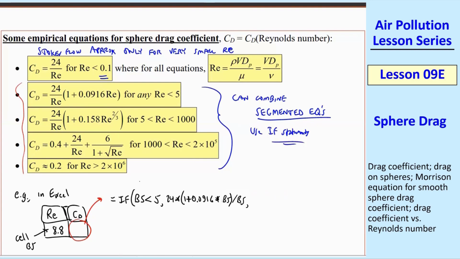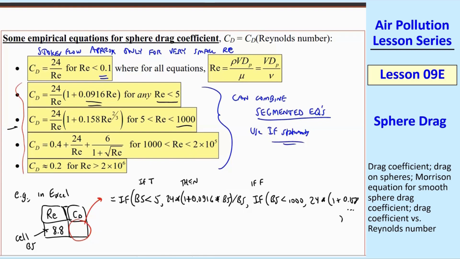So how this works is if this is true, then we do this. So if Reynolds number is less than 5, we're doing this equation. And then this is if it's not true, if it's false, we could just put something else. And in a nested if, I will put another if. So if it's not less than 5, then I'm going to say if B5 is less than, now 1,000 for the next equation, comma. So if this is true, if B5 is less than 1,000, we want to use this third equation on my list. So I would put 24 times 1 plus 0.158, etc.